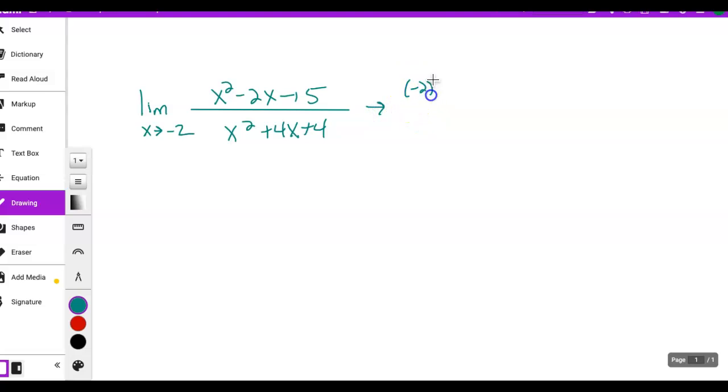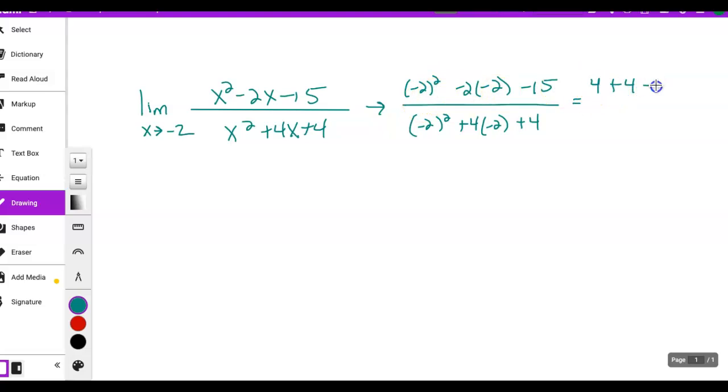So we've got negative 2 squared minus 2 times negative 2 minus 15 over, let's see, negative 2 squared plus 4 times negative 2 plus 4. So let's see, negative 2 squared is 4 plus 4 minus 15 over 4 minus 8 plus 4. So the numerator is negative 7 and the denominator is 0. All right, so we got a number over 0. So that means there is a vertical asymptote, or what's called a non-removable discontinuity, at x equals negative 2.